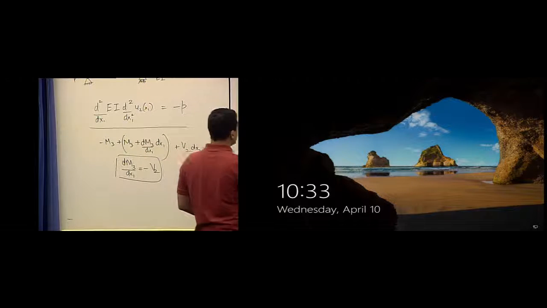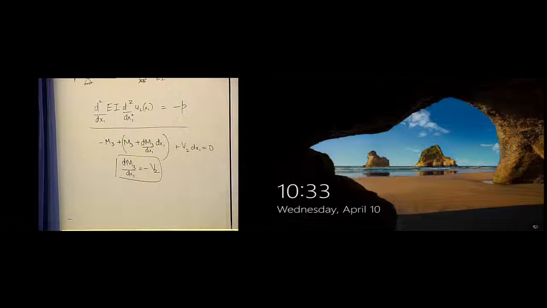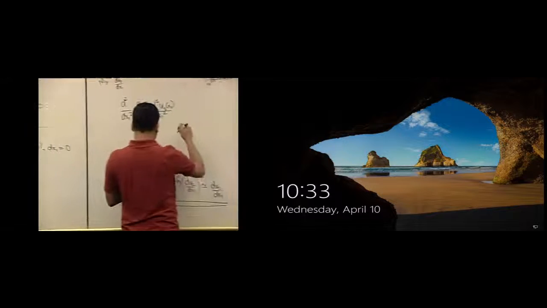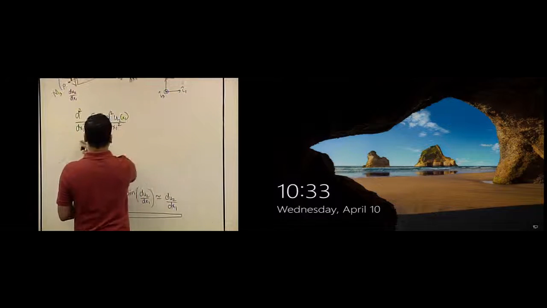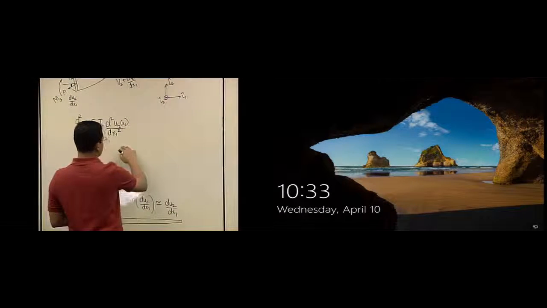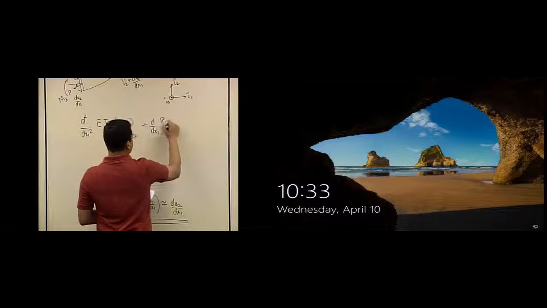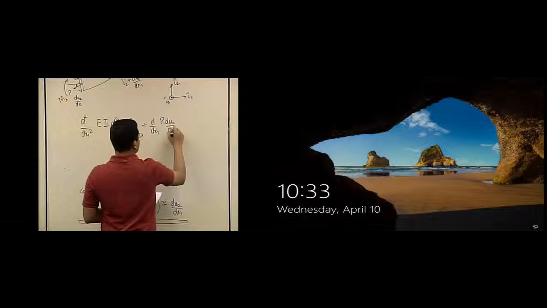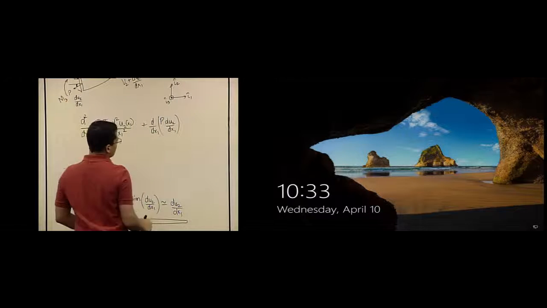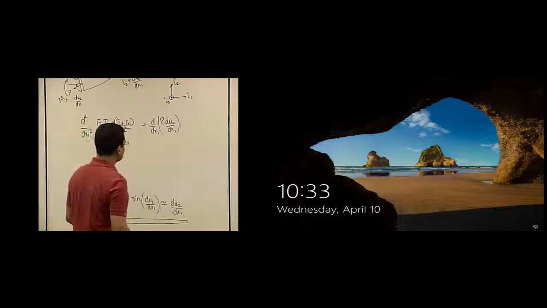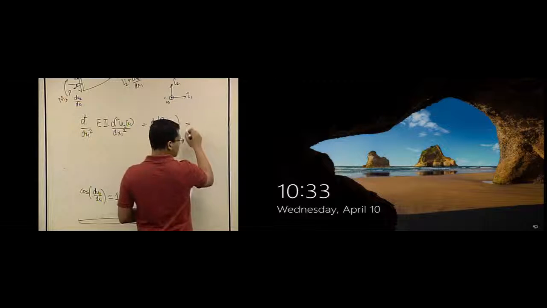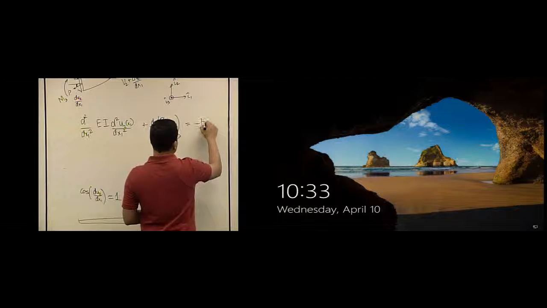Okay, so now the equation, using the two main equations that we developed, we will get that fourth order differential equation term plus a second order term which has the axial compressive load is equal to minus P.